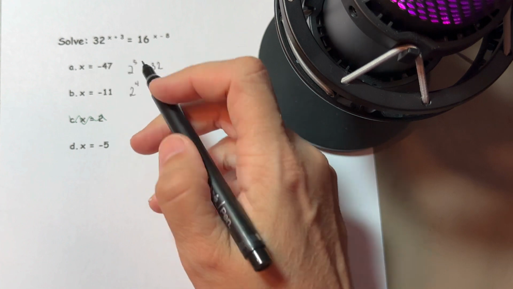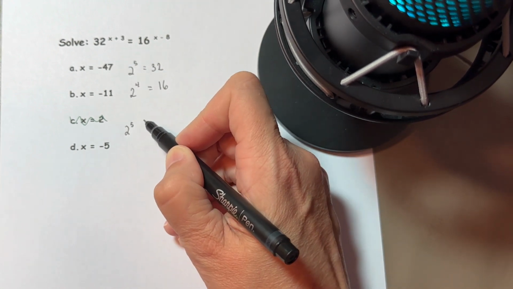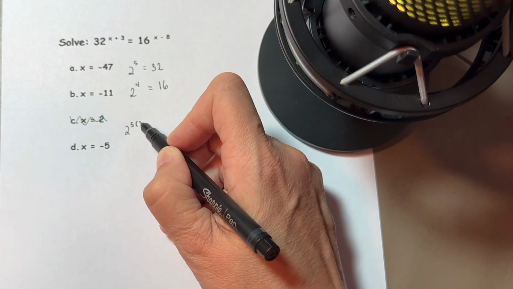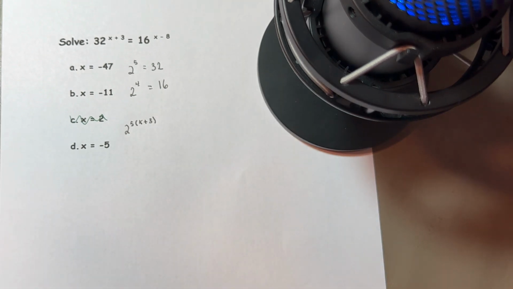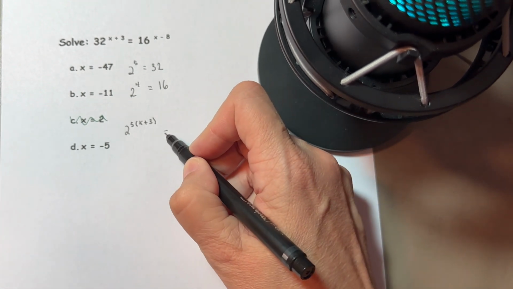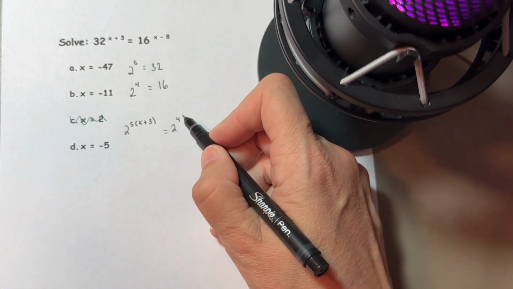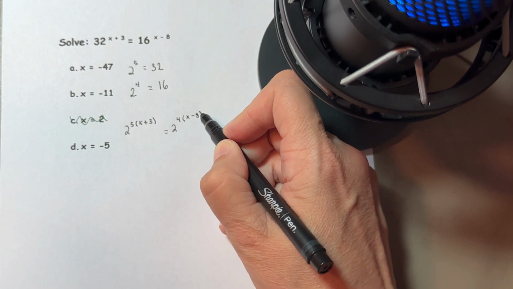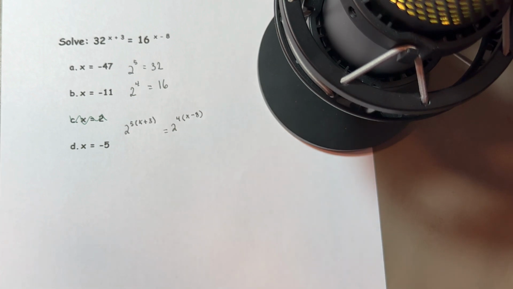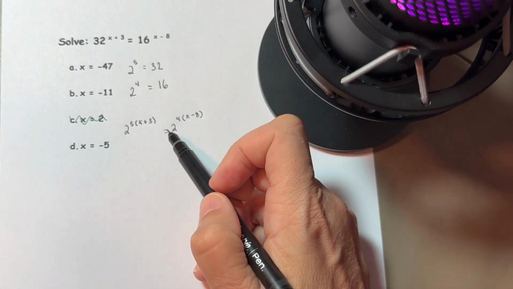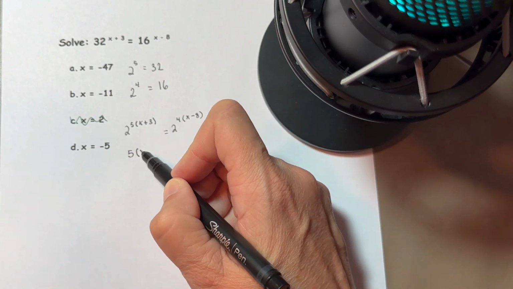So let's rewrite this problem. 2 to the 5th is 32. I need to times that by the exponent that's already up there, which is x plus 3. On the other side, I know 2 to the 4th is 16, and I need to times that by the exponent that's already up there. Now when you look, you've got a base equal to a base. That's a good thing. If the bases are the same, then the exponents have to be the same, so we can set them equal to each other.